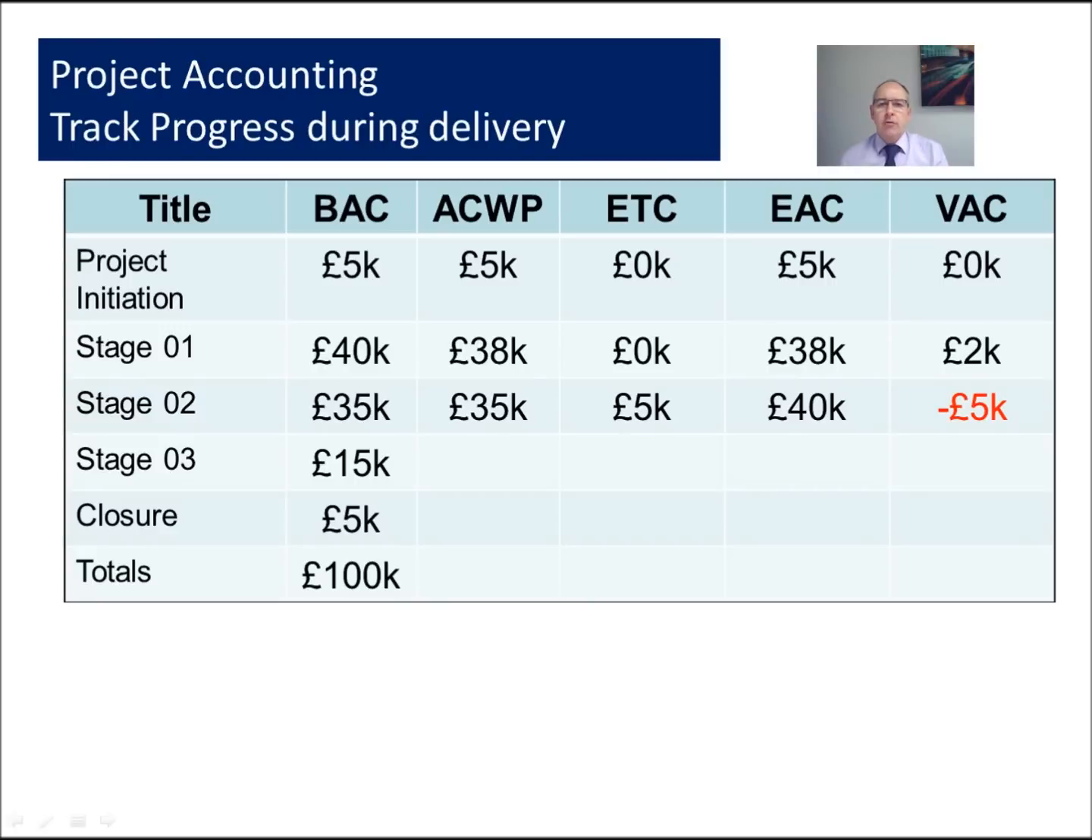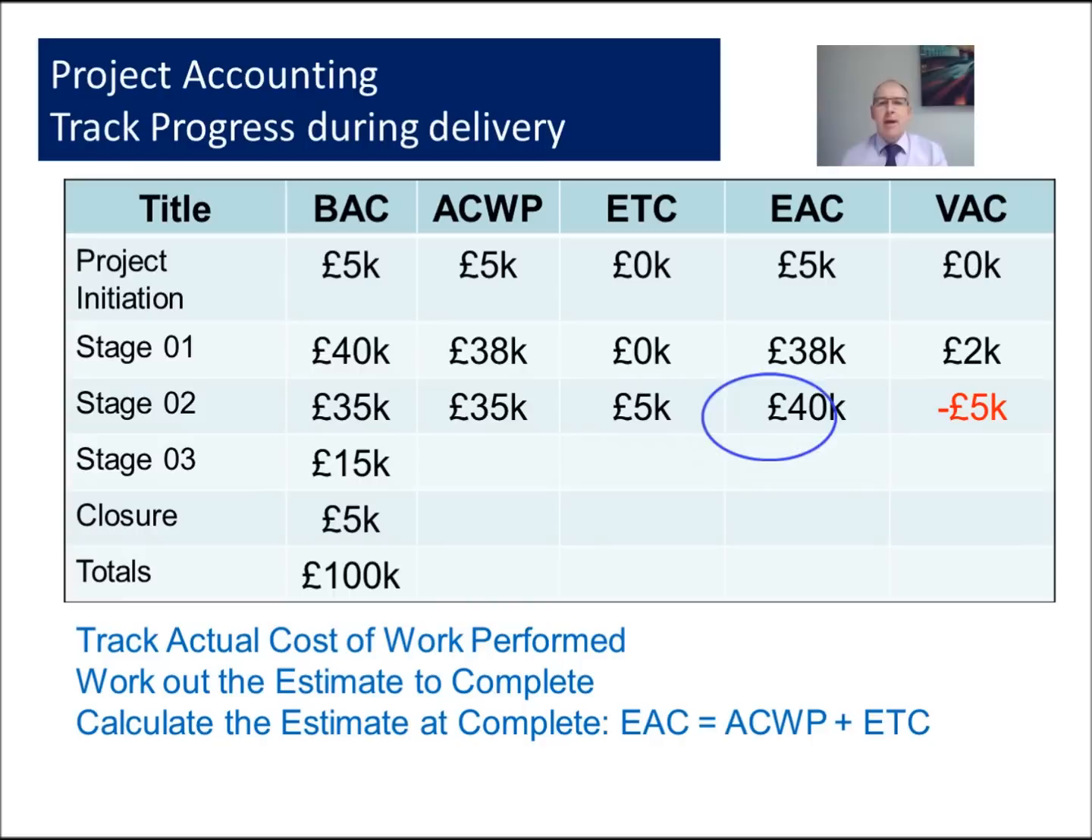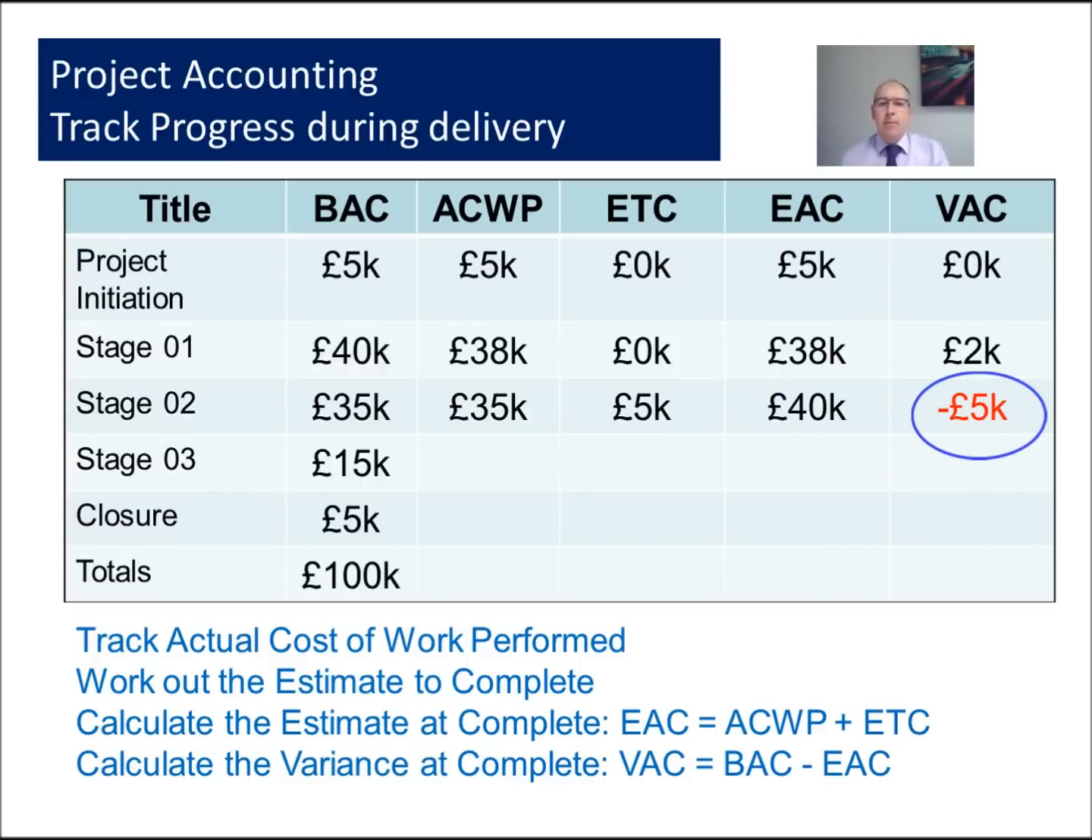During project delivery, we need to track the actual cost of work performed. And as we're running the project, we calculate our estimate to complete. And it's from these 2 values that we can then calculate the estimate at complete. And as you can see in the example, we spent all the budget at complete for that stage, and we still have an estimate to complete of £5,000, to give us an estimate at complete of £40,000. When we take this and compare it to our budget, we have a negative variance of £5,000. And perhaps this is caused by risk that's come into the project, and we need to use our risk budget to cover this overspend.